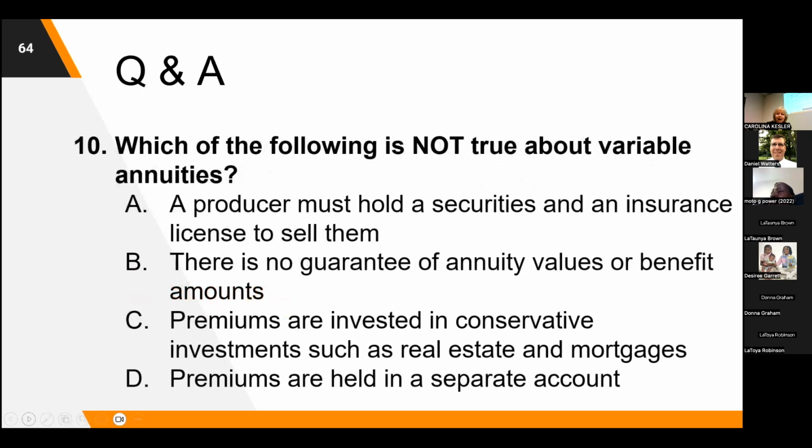Which of the following is not true about variable annuities? Hello, anybody? C, correct answer. Premiums are invested in conservative investments such as real estate and mortgages. No, the idea of variable is to make money, right? Well, there you go.